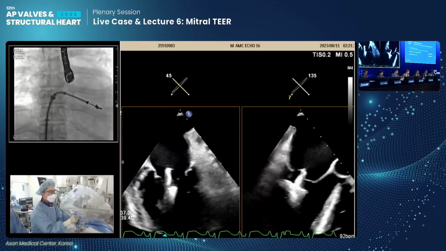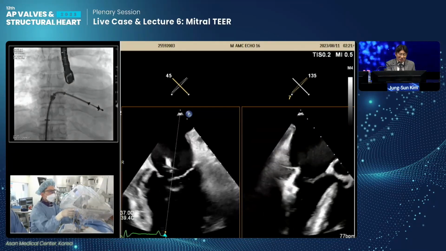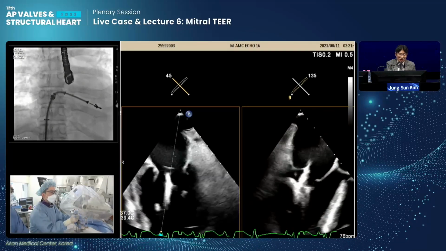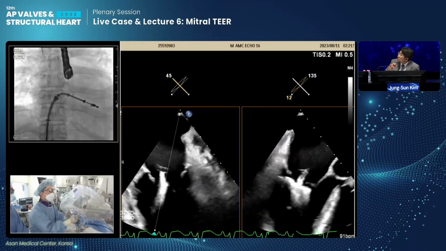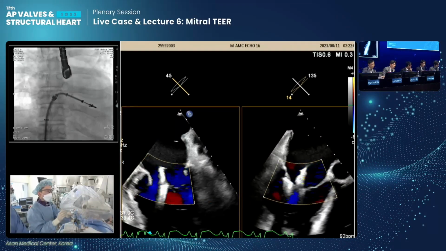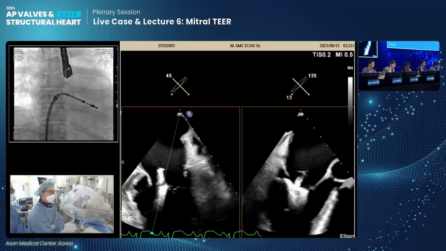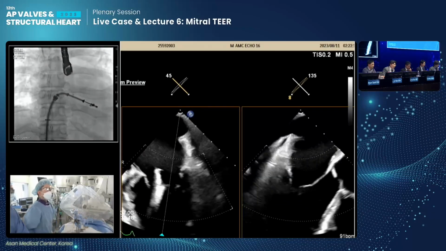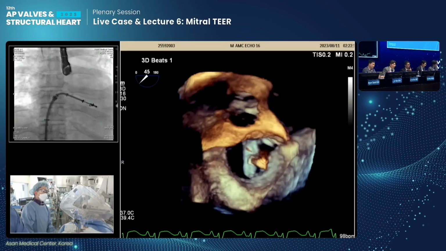I think one concern is about this kind of case, because the leaflet looks normal. Too wide. So I think there is some increased tension with the long clip at the time. So I think this is some caution, some leaflet damage. Okay, that looks good? Yeah, during the clip. Let's check color. Tension is one of the things that we need to consider, and I would agree with Takashi. To a certain extent, I would stay away from a long clip if it is not A2P2. If it is more A1 or A3, then I would stay away from longer clips, also because of the tension. We also prefer the longer clip.